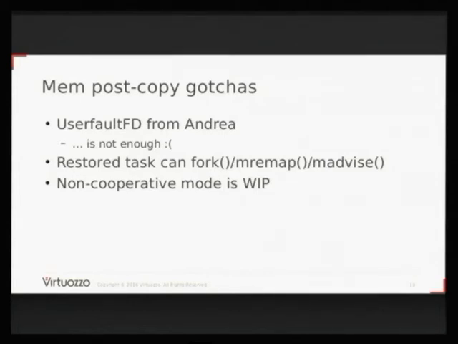For example, if the process which is being monitored calls fork or remaps areas or does some tricky stuff with memory addresses, the process that listens on the userfaultfd may get confused. There are no notifications about this stuff coming into userfaultfd. This is what was called non-cooperative mode of userfaultfd, and it's currently work in progress. Hopefully someday it will hit the mainline and we'll have post-copy for container live migration.